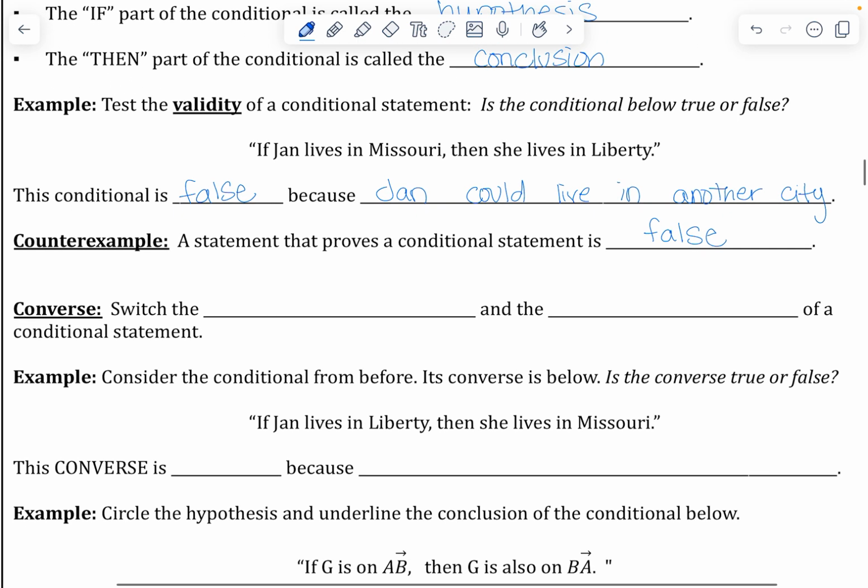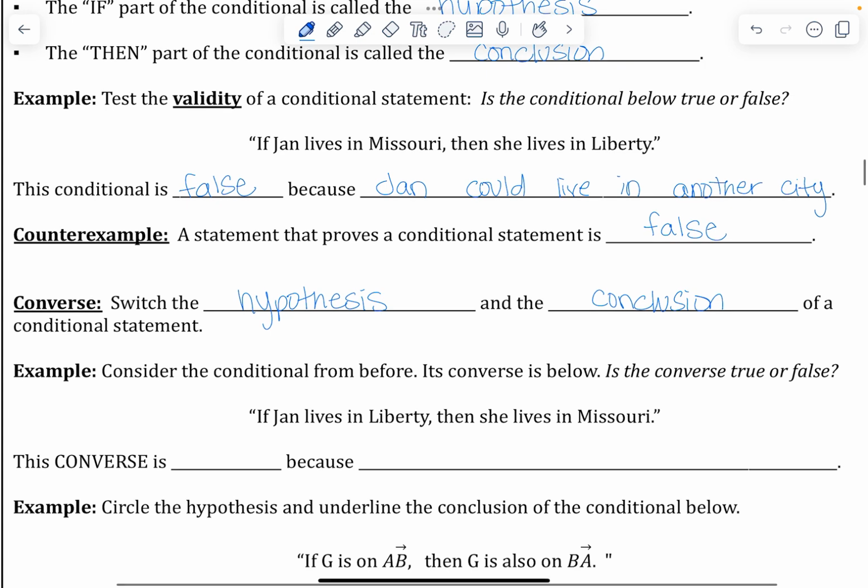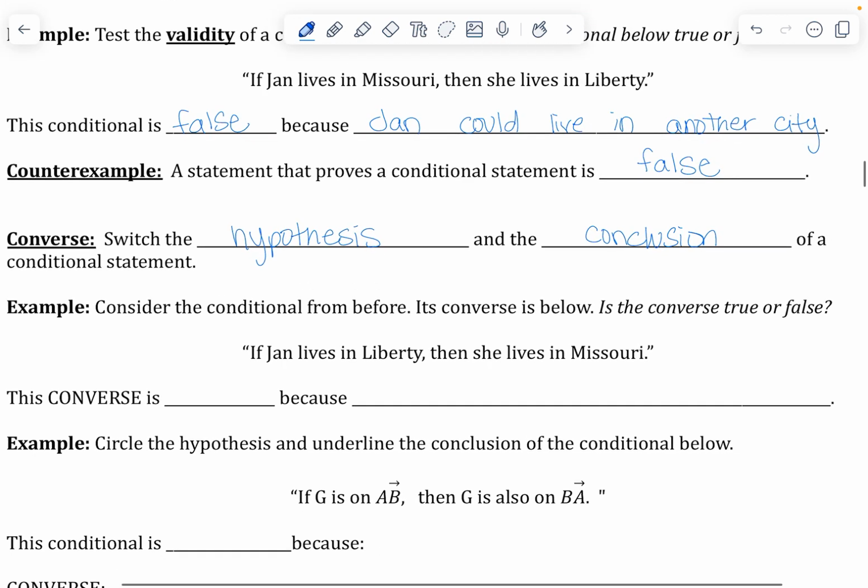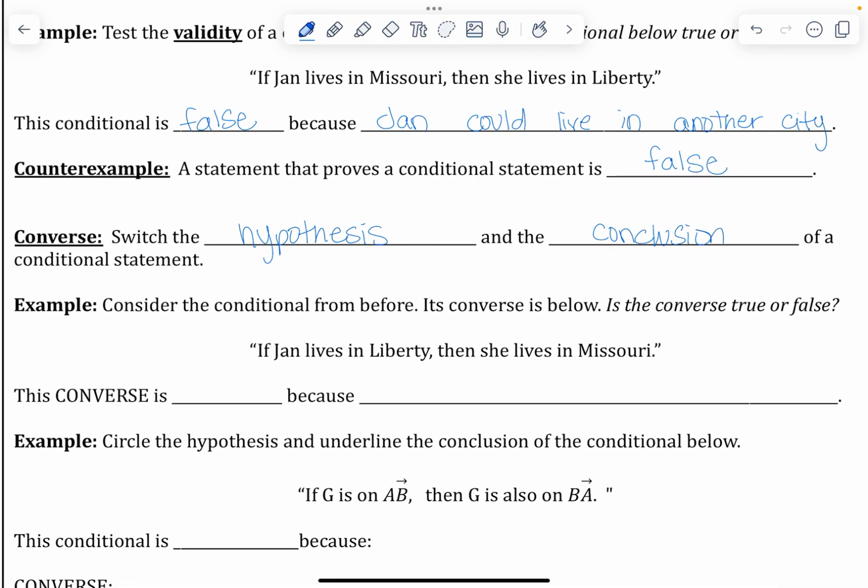Okay, a converse is when we switch the hypothesis and the conclusion. So we're saying if the conclusion, then the hypothesis. So an example of that is if Jan lives in Liberty, then she lives in Missouri. Which, if there was only one city, Liberty, which we live in Missouri, this would be true. However, there are other cities named Liberty in other states. So it doesn't specify that it's the Liberty in Missouri. It could have been the Liberty in another state.